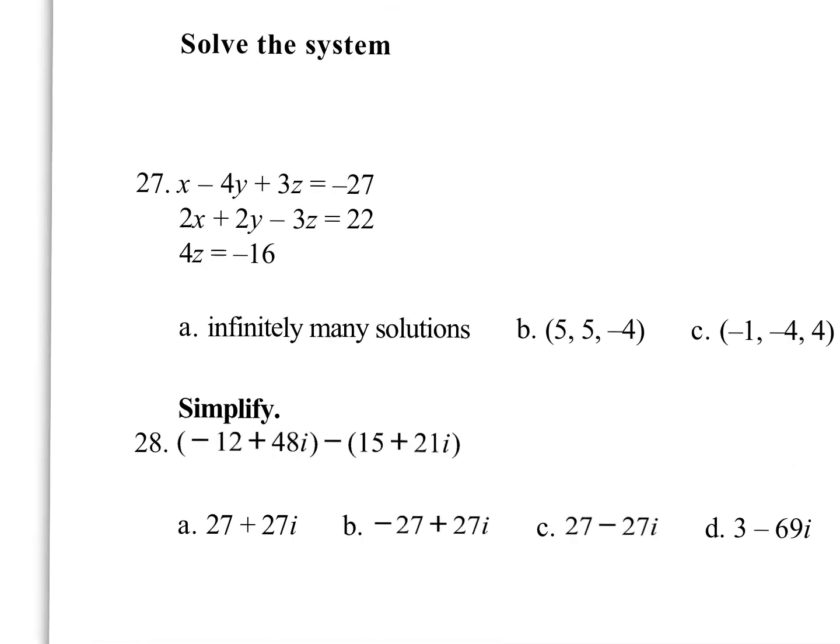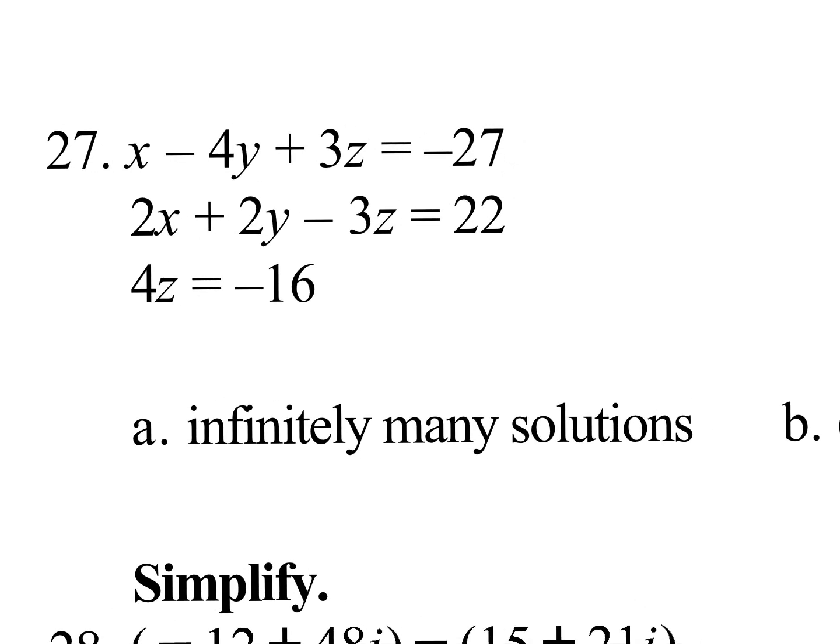Let's look at number 27. A lot of people freak out with 27. They think it's a 3x3 system. Technically, it's a 2x2. Why is that? Because this third equation is not a 3-variable equation. It's not even a 2-variable equation. It's a single variable. So what does that mean?